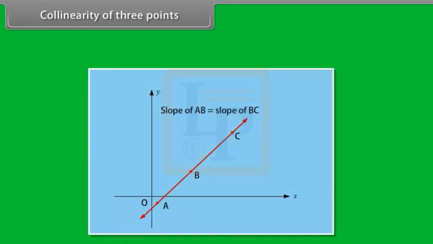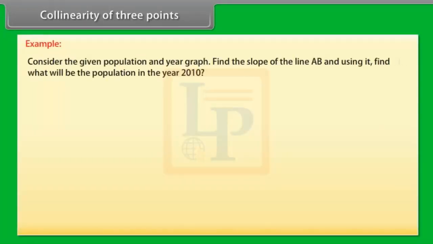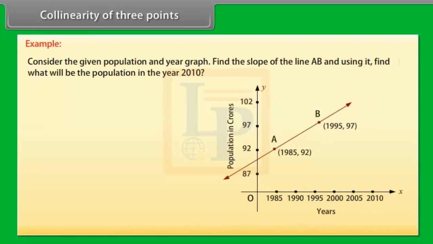Collinearity of 3 points. Look at this figure. Here the points A, B and C are collinear because they lie on the same line. Or we can say the 3 points are collinear if and only if slope of AB is equal to slope of BC. Let us solve an example to understand it better. Example. Consider the given population and year graph. Find the slope of the line AB and using it find what will be the population in the year 2010.